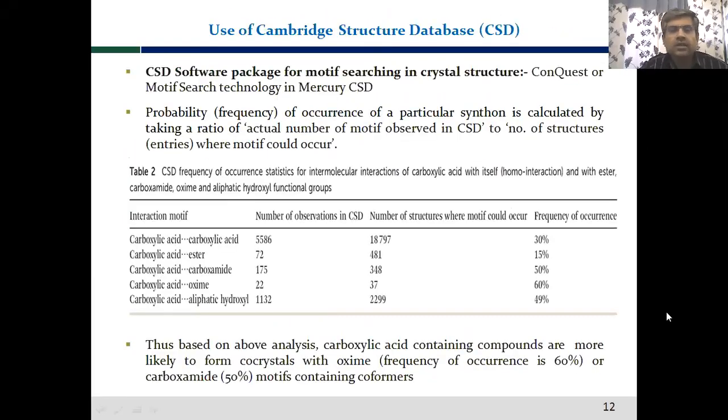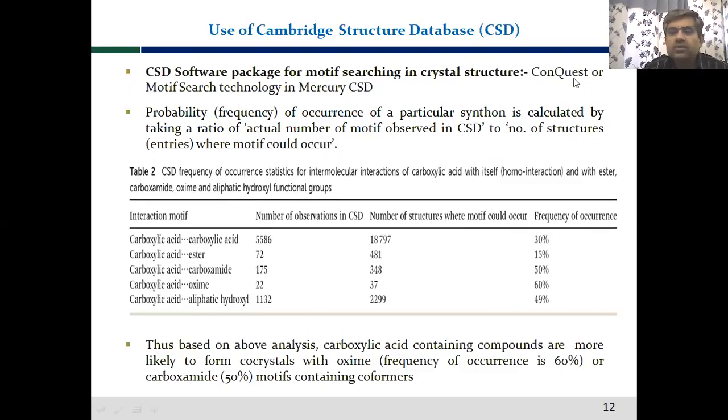Sorry, so this is the next slide where we were talking about the Cambridge structure database. So in the Cambridge structure database, there are a couple of options that can help us in identifying the types of structural motifs that are present. By structural motif, we mean a group of functional groups that are involved in the formation of hydrogen bonding or other bondings within the crystal lattice. So there are two ways.